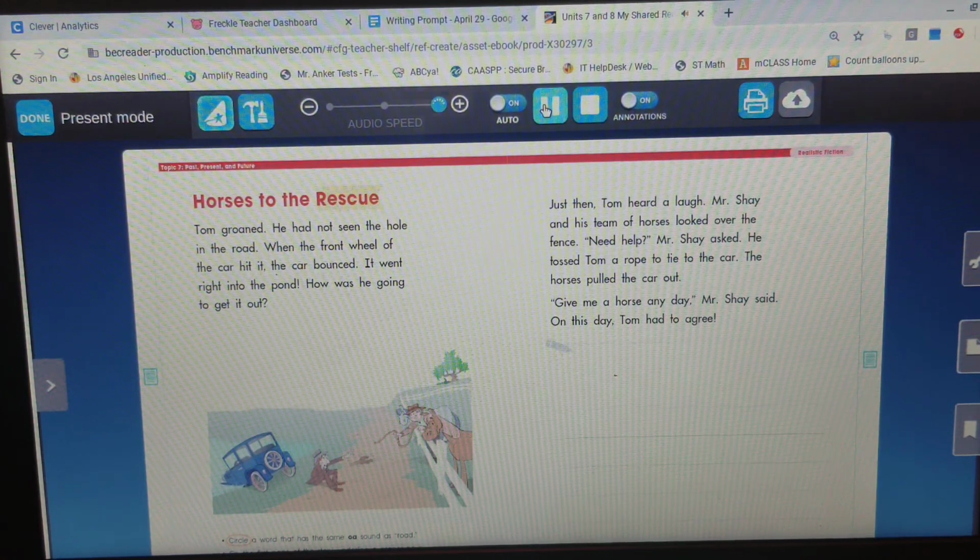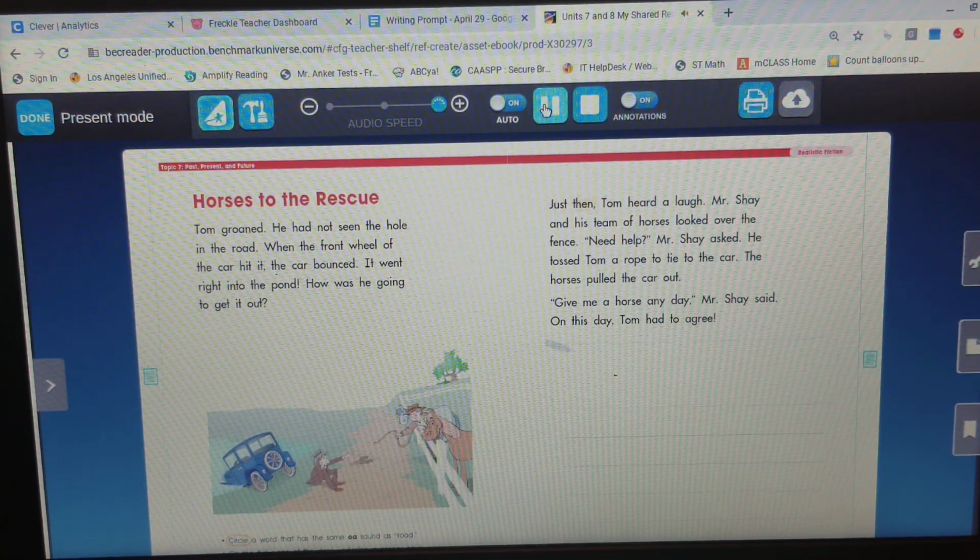Horses to the rescue. Tom groaned. He had not seen the hole in the road. When the front wheel of the car hit it, the car bounced. It went right into the pond. How was he going to get it out?